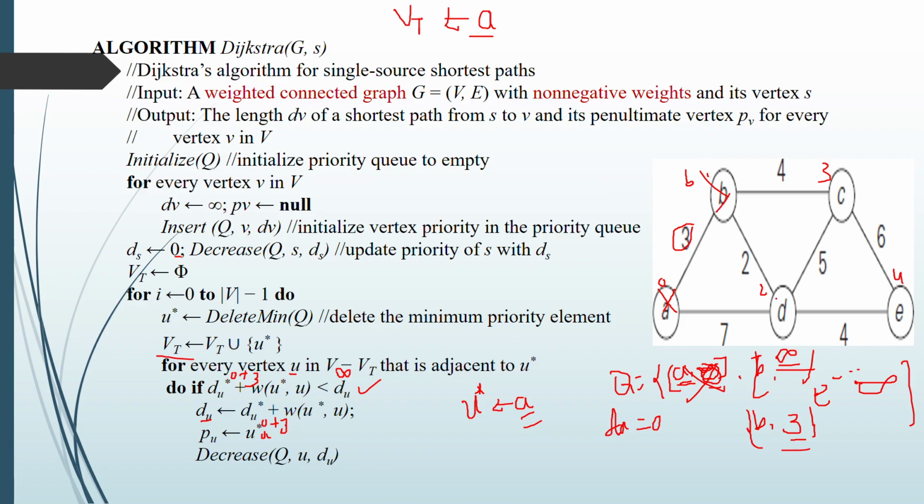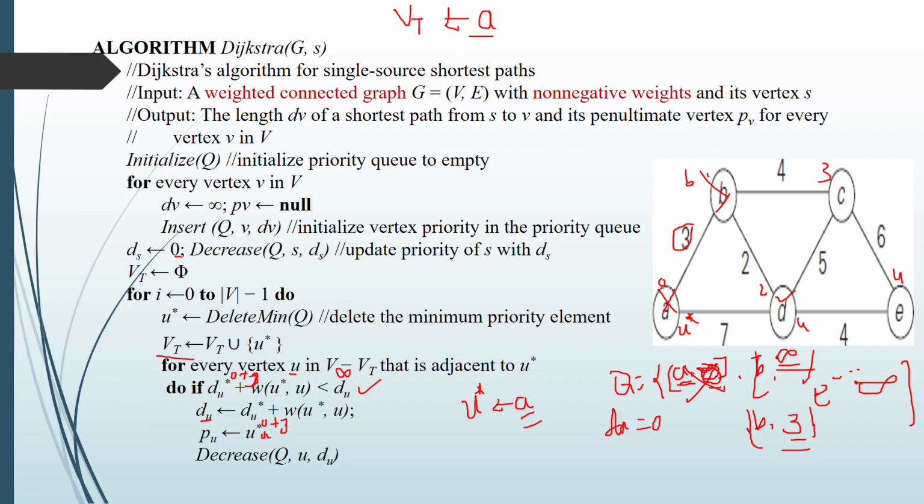Now I have to take u as D. Same procedure, 0 plus u star u. u star means what? A. And D means what? u. This is your u star, and this is your u now. So now you have to find the weight which connects u and u star. What is that weight? So now the weight becomes what?